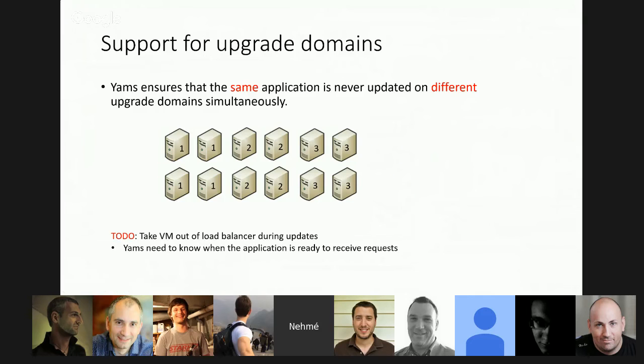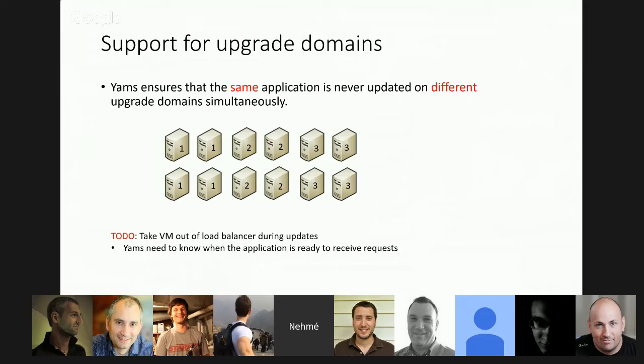We have support for upgrade domains. So if you have some of your VMs in upgrade domain 1 and others in 2 and 3, then YAMS makes sure that the upgrade happens in one upgrade domain at a time. So if I'm updating an application here, YAMS makes sure that the application is not being updated here or here at the same time. That's application specific. So I could be updating one application in upgrade domain 1 and another application in upgrade domain 2 at the same time. That's okay. But if it's the same application, we want to make sure it upgrades one upgrade domain at a time.